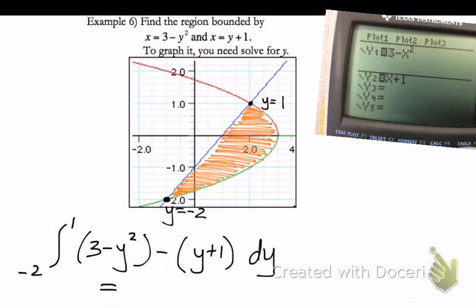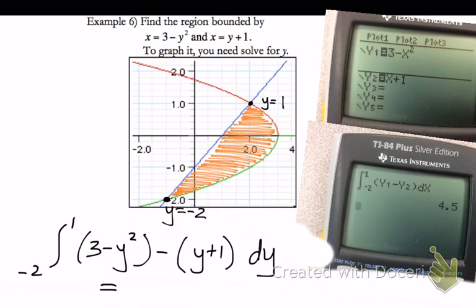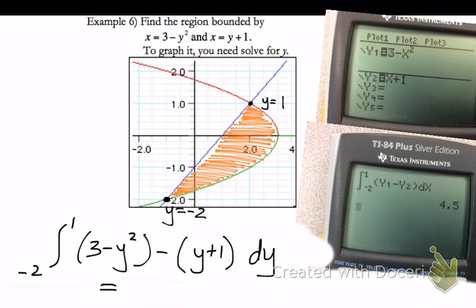And then notice my home screen, and let's see if you guys got the same thing. I did the integral from -2 to 1 of y1 minus y2, and I got 4.5. Did you guys get that? Yes. All right, beautiful. Notice, by the way, you could have done this by hand pretty easily. If you integrated this by hand, you could have done it without any issues, but 4.5 would have been our final answer. All right, so here's what we're going to do now.